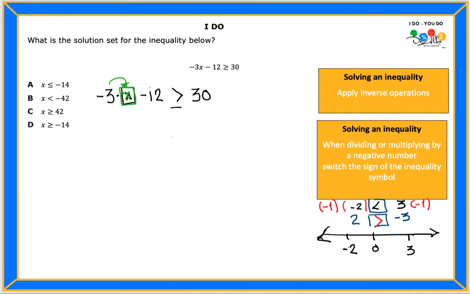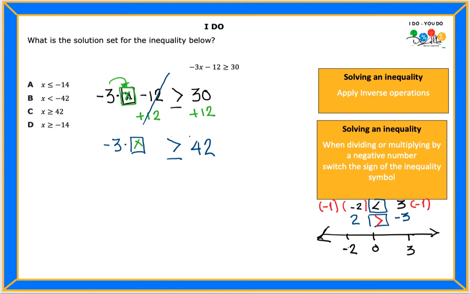First thing that we're going to do is inverse operations. What is the opposite of subtracting 12? It's going to be adding 12 on the left side, and we add 12 on the right side. I'm going to bring down the negative 3 that multiplies my x. Negative 12 plus 12, they cancel out, right? It's going to be 0 because they are opposite numbers. Bring down the inequality. And let's do this operation: 30 plus 12. That's going to be 42.